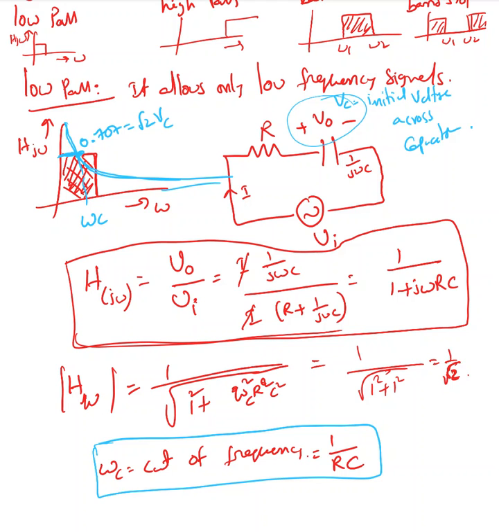Now if I find the magnitude of this transfer function, it is 1 over the square root of 1 plus omega squared R squared C squared. Now this omega c is called the cutoff frequency. When omega c equals 1 over RC, that value becomes 1 over square root of 2. So the cutoff frequency is nothing but, I'm showing you a straight line here.